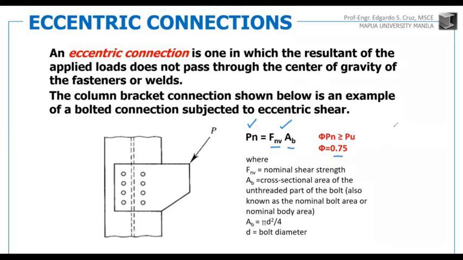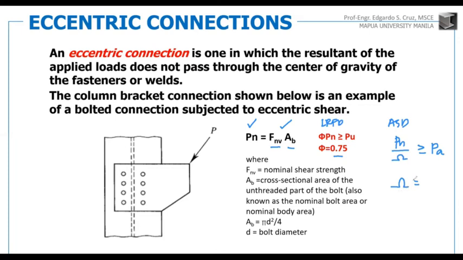Then pagka sa LRFD naman, this is LRFD, no? Pagka ASD naman, Pn divided by the factor of safety or ohm should be greater than or equal to the P actual. And what is the safety factor for ASD for connection? If our resistance factor is 0.75, what would be the ohm value?